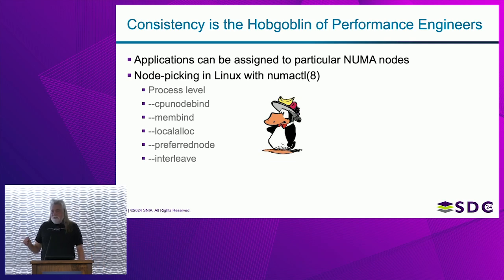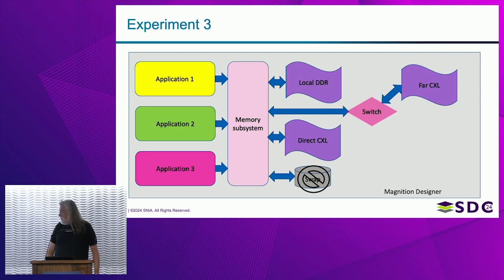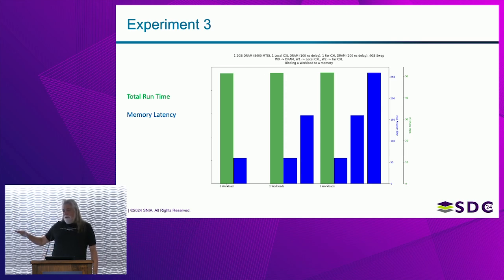And Linux has this cool utility that allows you to say this process should be allocated memory from these NUMA nodes. So we rerun our experiment, but instead of having one big monolithic flat pool of memory, we assign the local DDR to application 1, and we assign the local CXL to application 2, and we assign the far CXL to application 3. Then we run the results again, and you can see all three of the applications run in the exact same amount of time, the way we would expect them to, and the latency, whether we run 1, 2, or 3, is consistent across each one of the runs.